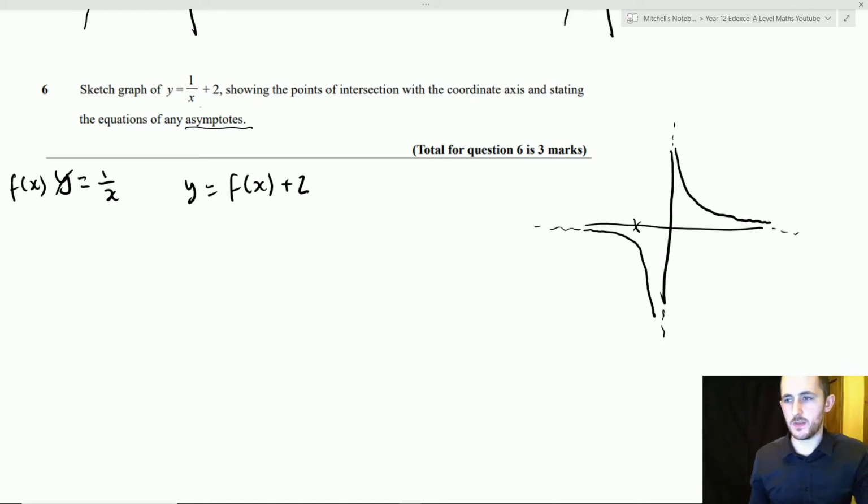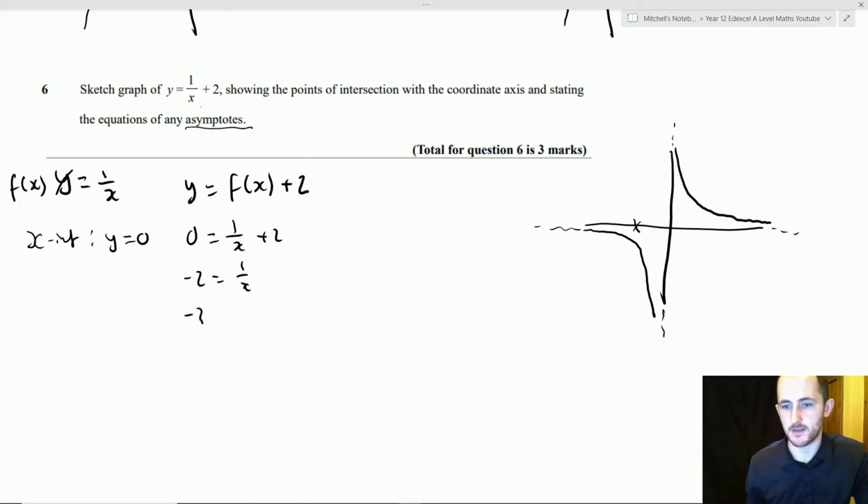Is it going to cross the y-axis? The answer is no, because if we sub in x is 0, we get something hideous. If we want to find the x-intercept, all we need to do is find when y equals 0. So we have 0 equals 1 over x plus 2. Move the 2 over, minus 2 equals 1 over x. Multiplying through, we have minus 2x equals 1, so x equals minus half.